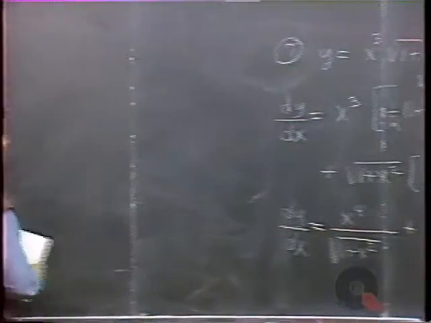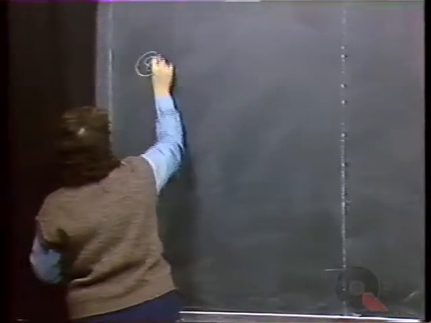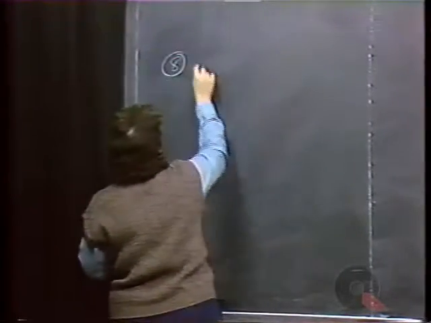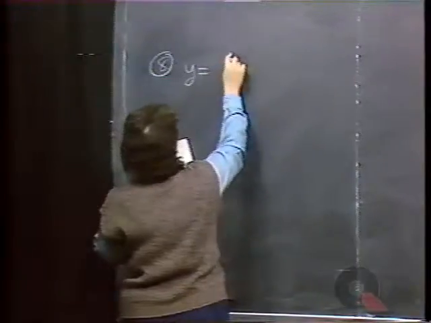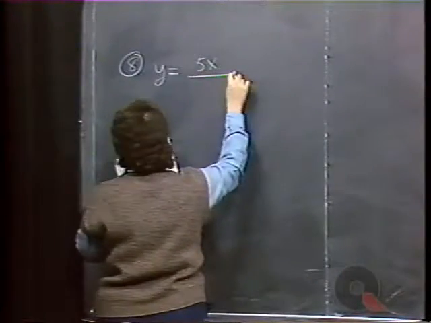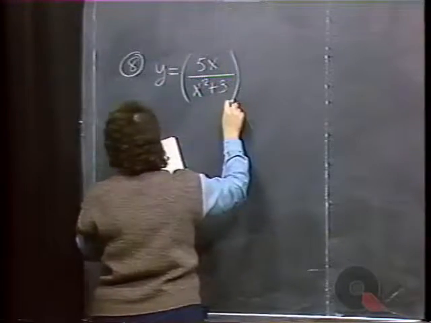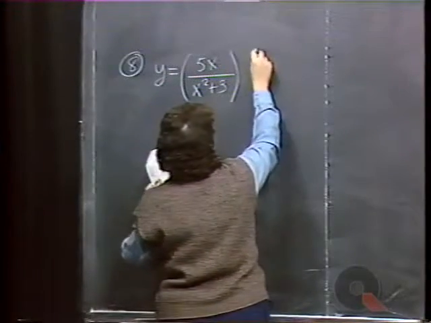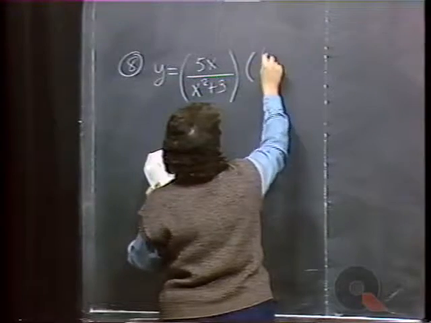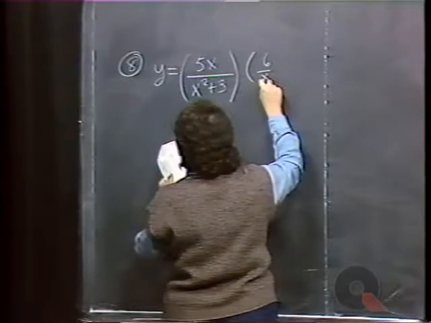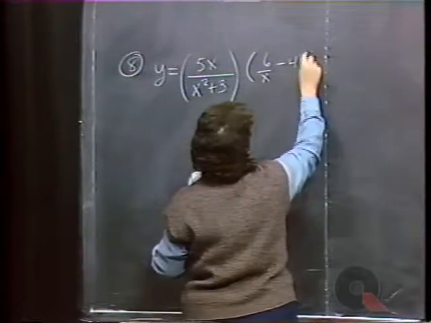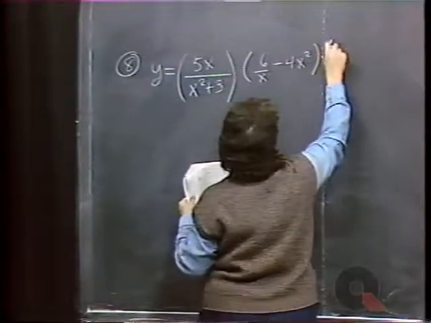For our last problem today, let's try the following. Y equals 5x over x squared plus 3 times 6 over x minus 4x squared to the 5th power.